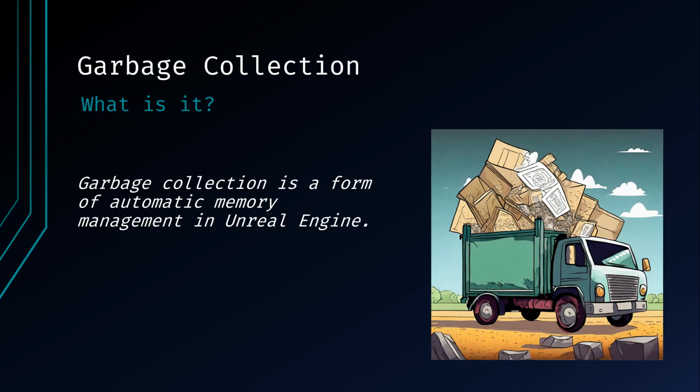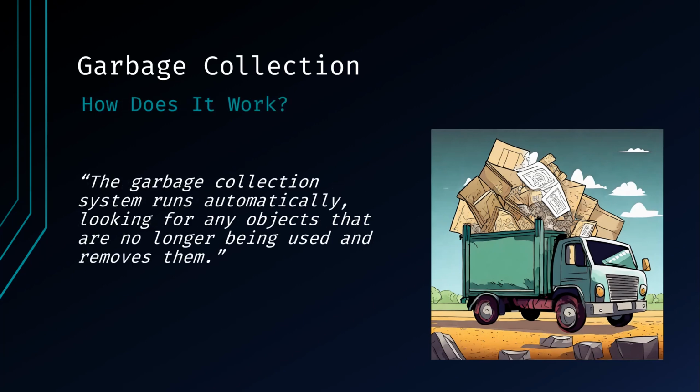When you create an object derived from UObject, it gets registered with the Unreal Engine's garbage collection system. The system is designed to automatically manage memory, freeing up resources that are no longer in use. The garbage collection system runs automatically, looking for any objects that are no longer being used and removes them. The system has a root set of objects that it knows should permanently be alive. It uses reflection to look at the properties of your objects and follows the references to other objects.